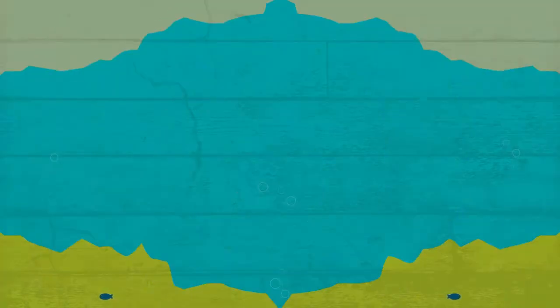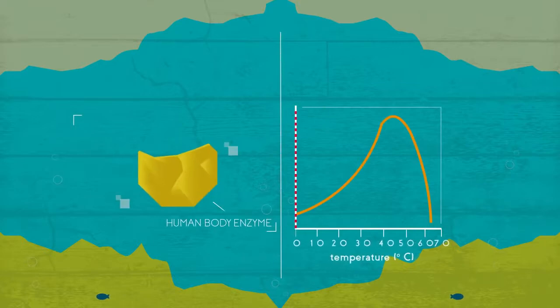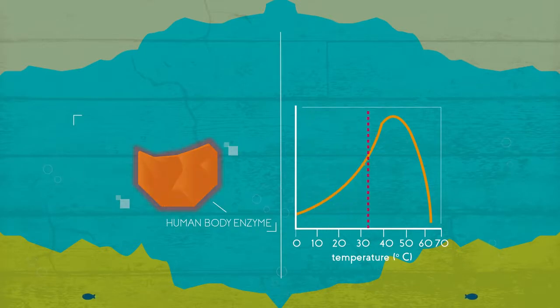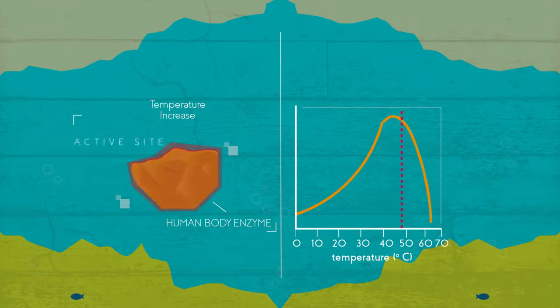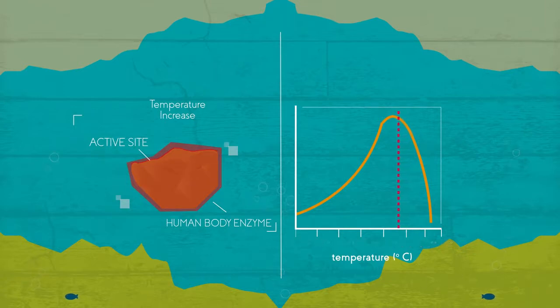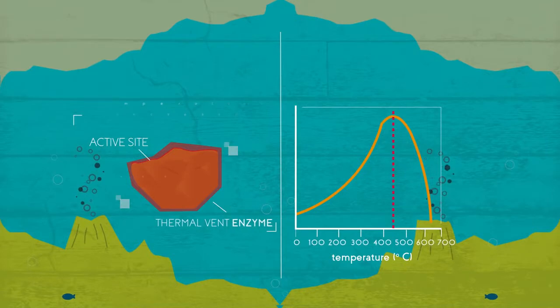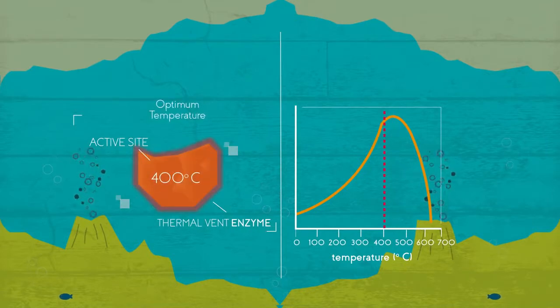So for example, if the temperature of the environment is too high for the specific enzyme, it may become denatured. Typically, enzymes that operate in warm-blooded animals tend to have an optimal temperature of 37 degrees Celsius, which is body temperature. Then as the temperature rises above that, the rate of reaction rapidly falls because the active site has changed shape. Whereas enzymes in bacteria that live in thermal vents have a much higher optimal temperature.